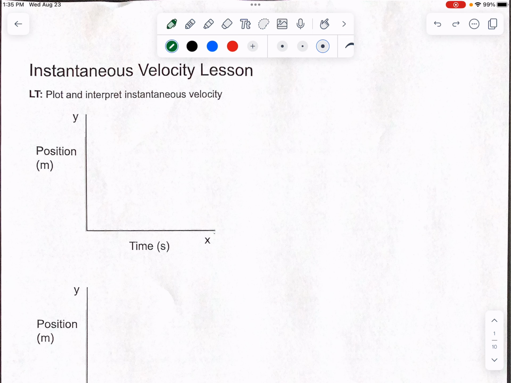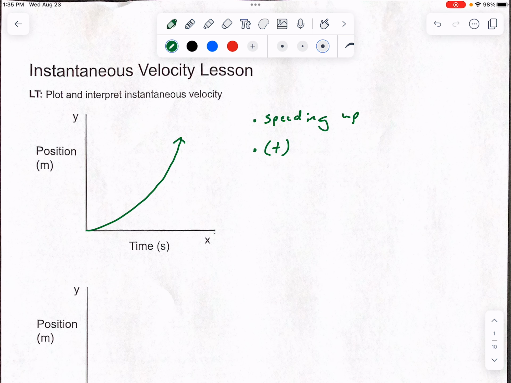If I had a graph that looks like this, a curved line going up, this is actually what speeding up looks like. You're covering more displacement per unit of time. Your slope gets steeper and steeper as you go up. So that would be speeding up in the positive direction. It's still going in the positive or forward direction.